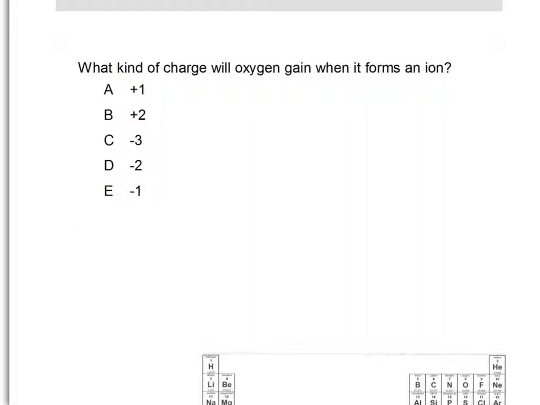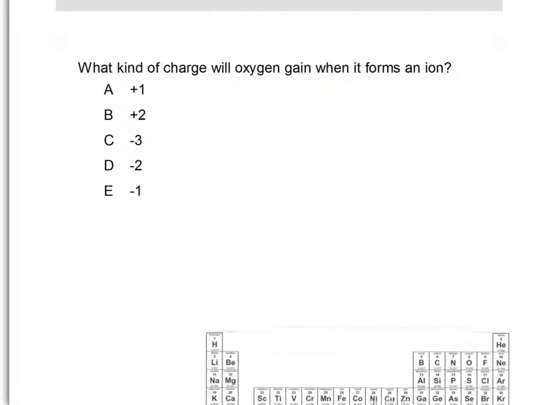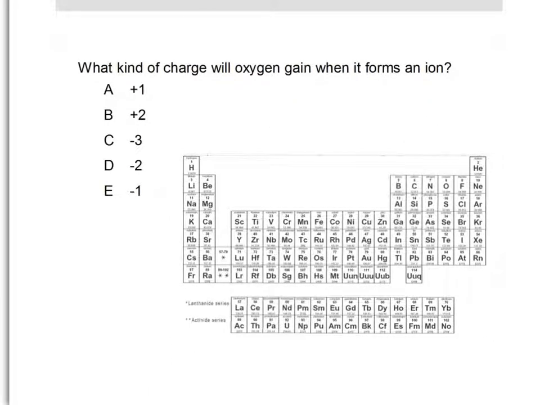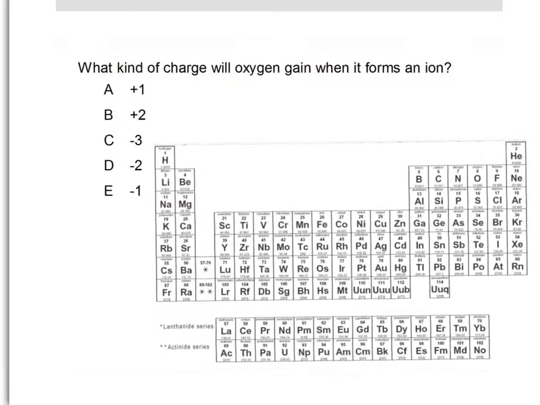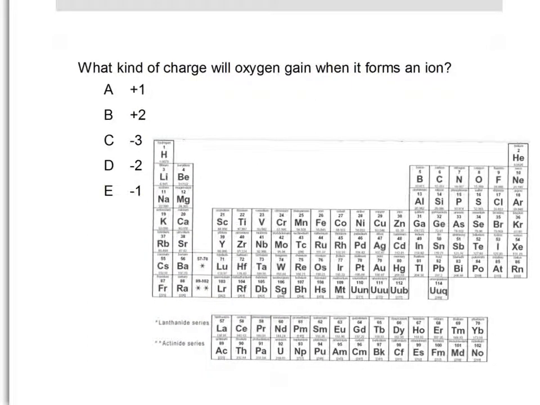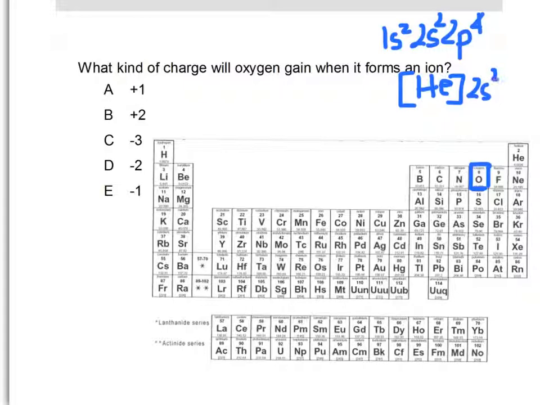All right, and our last question, what kind of charge will oxygen gain when it forms an ion? So this question actually goes along with what I showed you about the periodic table and forming ions. So I'm going to stretch this out a little bit. So oxygen is located over here. This is oxygen, right here. If we write out the entire thing, you're going to see that it's going to be 1s2, 2s2, 2p4. That means that you could add up the outermost electrons. Technically, its short abbreviation would be helium, and then 2s2, 2p4. So it has exactly 6 electrons in its outer shell.